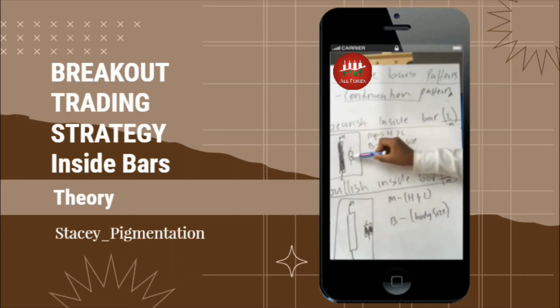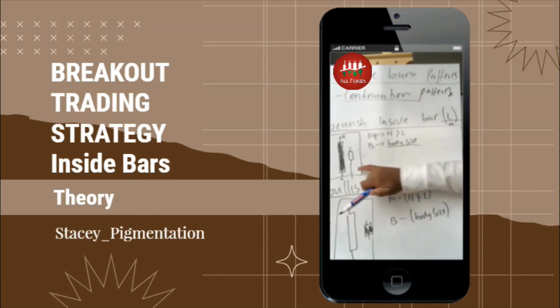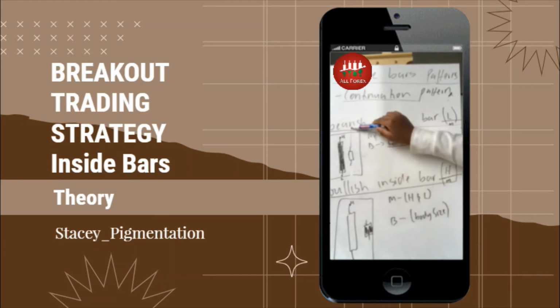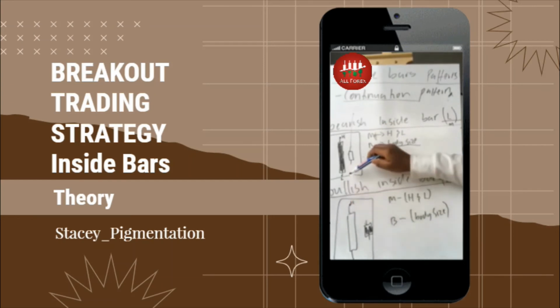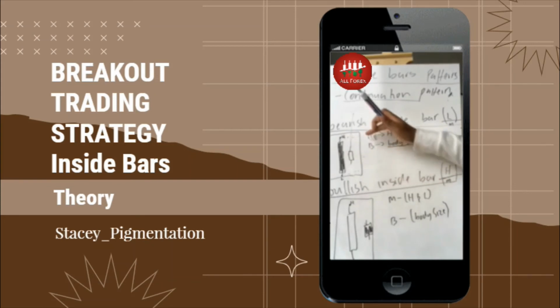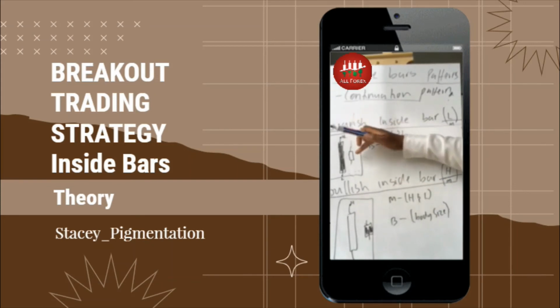So if the baby bar here had the longest tail that exceeds this distance, we're still going to consider this an inside bar, because we said we only focus on the body, not the low and high of the baby. So it doesn't matter if it has the longest tail like this. The only thing that matters is the body within this height. If yes, it means that's an inside bar pattern.